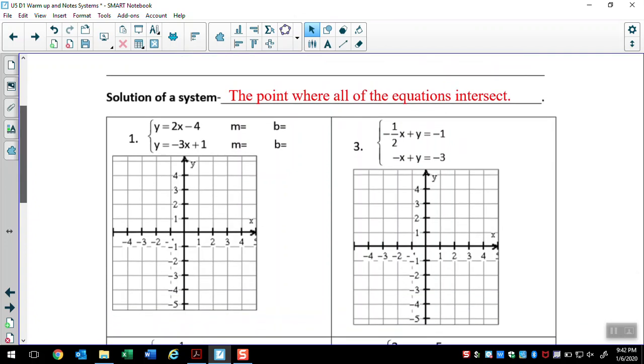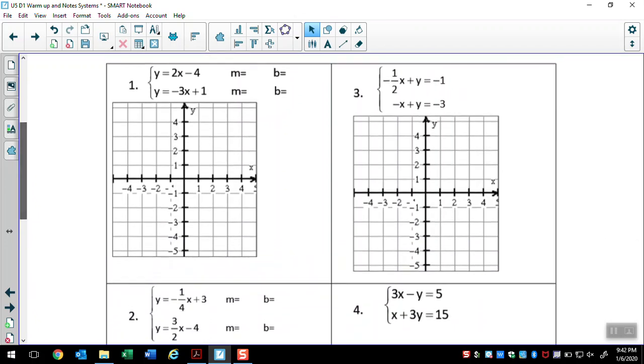Alright, so let's go ahead, and we've got 4 problems. We're going to do 2 together, and you're going to try 2 on your own. Alright, so first, this first one, they're both in slope-intercept form, so that makes it a lot easier for us.